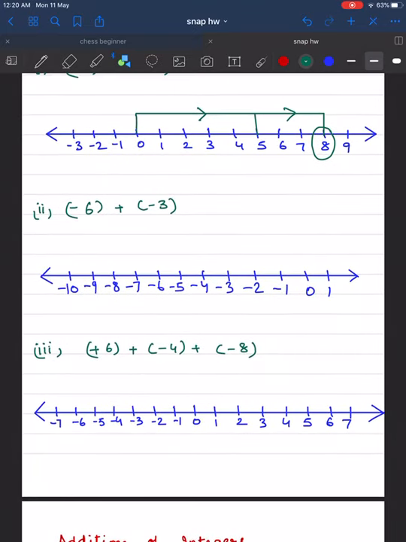Now next is minus 6 plus minus 3. So here we have to add a negative integer. Now move 6 steps to the left of 0 and reach minus 6. Now since we have to add a negative integer, we have to move 3 steps to the left of minus 6 and we reach at minus 9. So here we get minus 9.